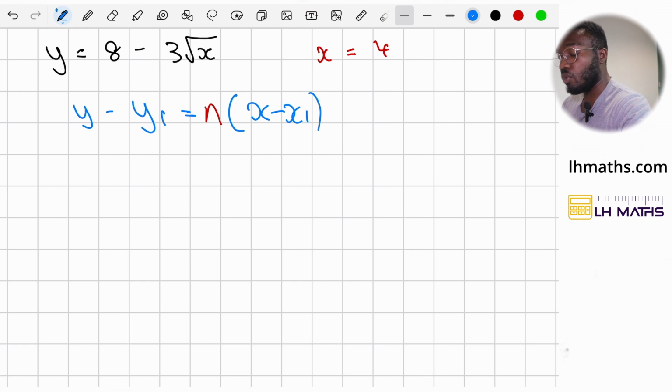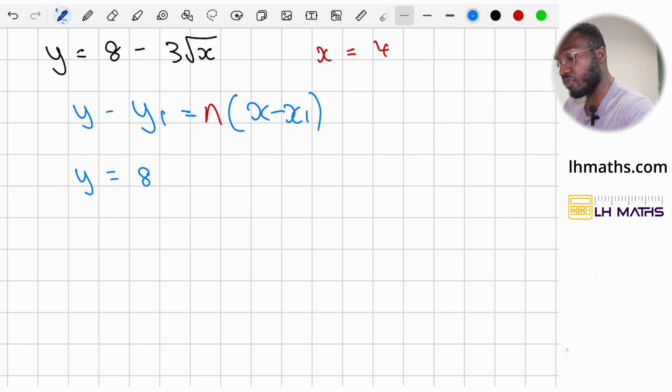But essentially, what we need to do is work out our y value, our m value, and then once we work out our m gradient, we can work out the perpendicular gradient, which is the n value. So first things first, let's work out the y value. To work out the y value, it's very simple. All we do is substitute in x in our equation up here.